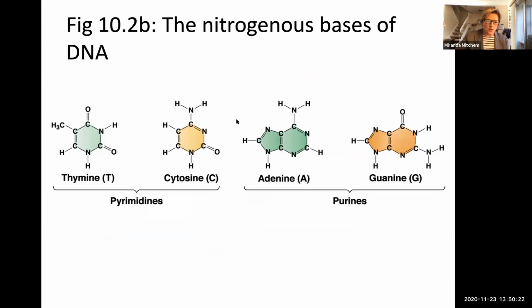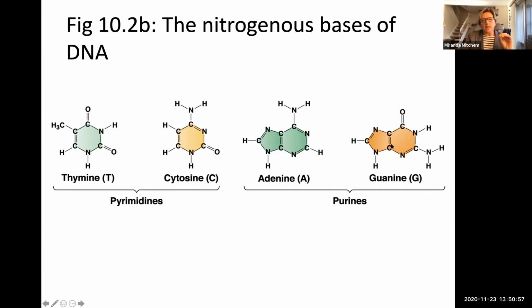All right, so the thymine and cytosine, these are the pyrimidines. Notice they only have one ring that composes the molecule, whereas adenine and guanine are each made out of two rings. They are the purines. The way that base pairing happens is thymine goes with adenine. That's why they're both shown as green in this figure. And then cytosine base pairs with guanine. They're both shown as orange for that reason.